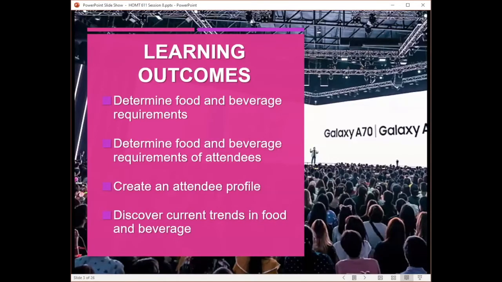The first one is to be able to determine the food and beverage requirements for our events and also determine the food and beverage requirements of the attendees at these events, which are not the same thing. Then we will understand how to create an attendee profile and also be able to discover current trends in the food and beverage industry or sector as it relates to the organization of events by event professionals such as yourselves. So these are the learning outcomes we hope to achieve by the end of the session.